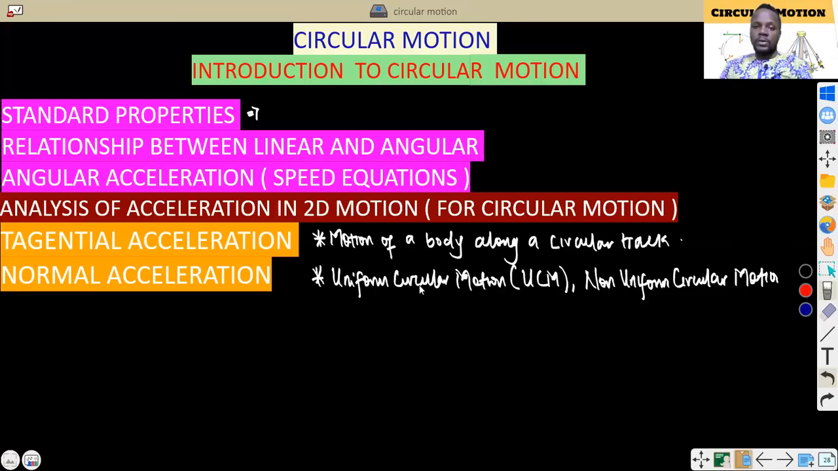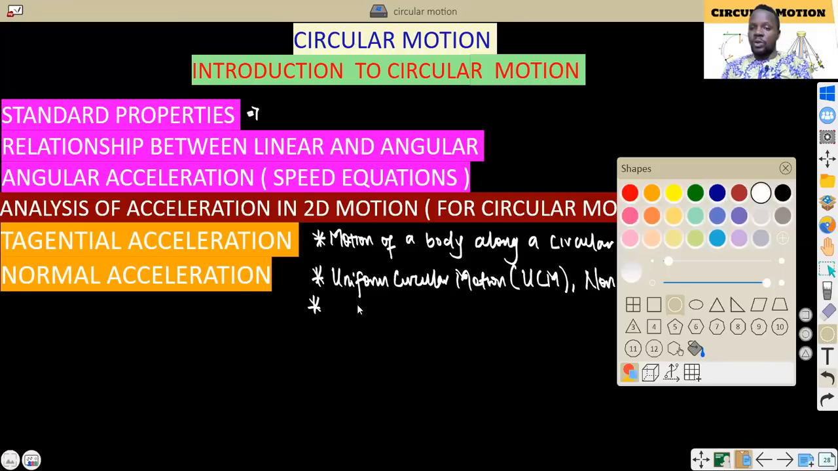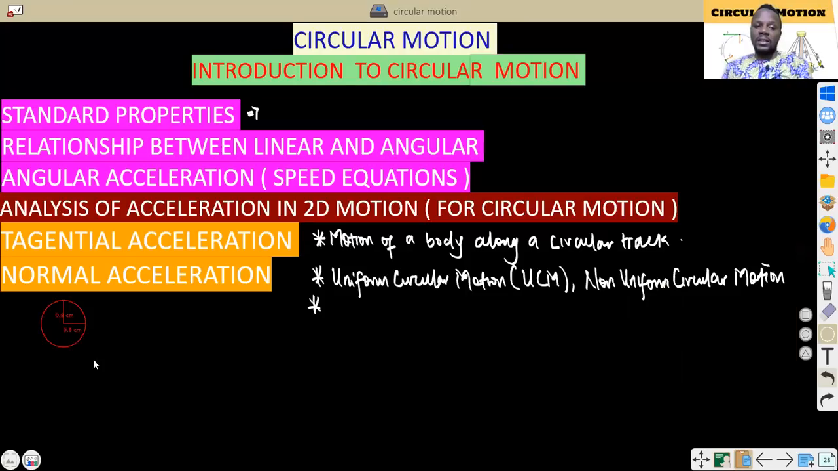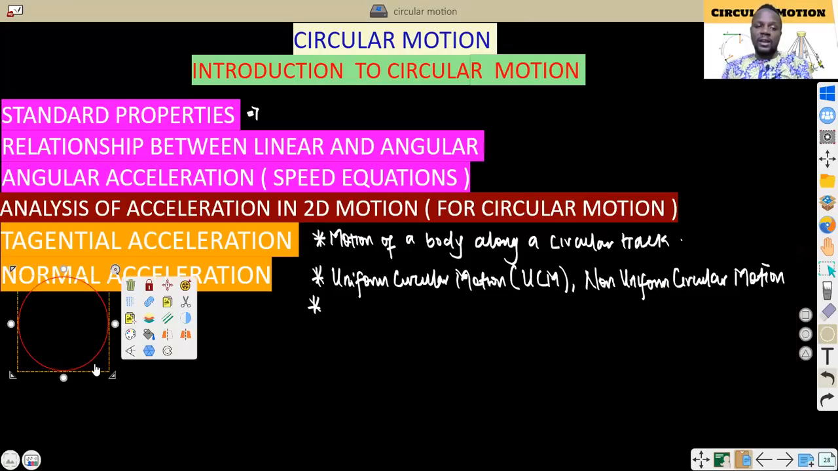Very important, because most of the junior classes and WAEC, NECO and JAMB focus more on uniform circular motion. That is why most of the time you talk about the features of circular motion. Let's quickly talk about some other features which are also important. Let's take an illustration for understanding's sake. As usual, you need to understand what you are writing. It's not about writing or drawing something without understanding. That is the essence of this class.